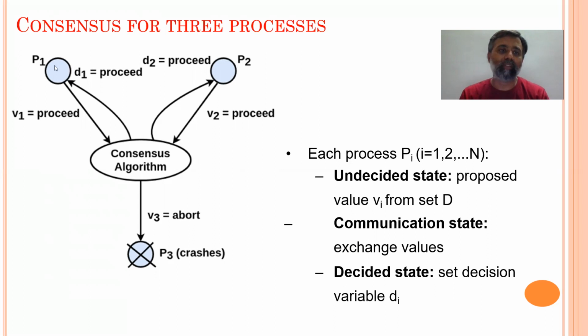Suppose there are three processes, then all the nodes can propose some value, and may converge on some value, that is the decision value, in the decided state. And if there are more than three processes, and suppose P3 is crashed, then consensus is still possible. These three states we will discuss in more detail in the next lectures, when we talk about the certain algorithms for consensus.